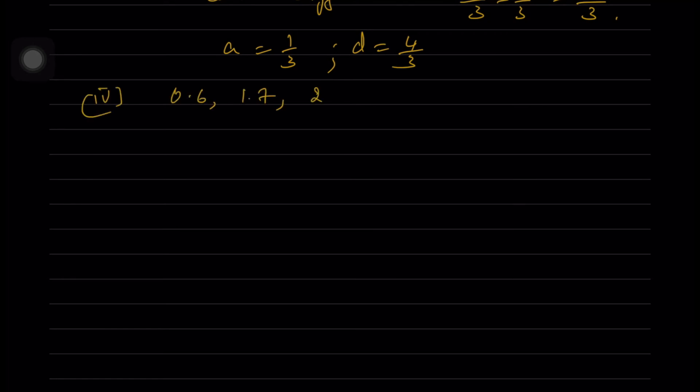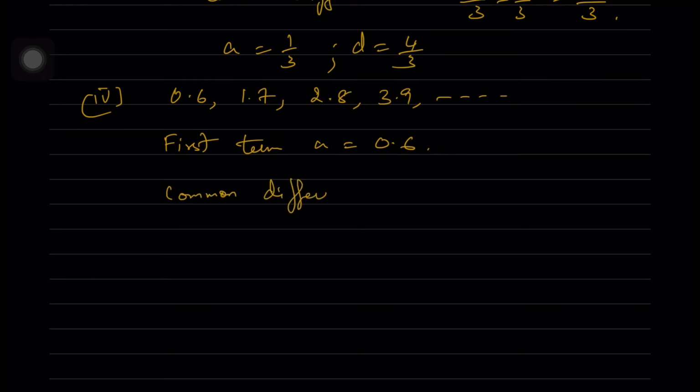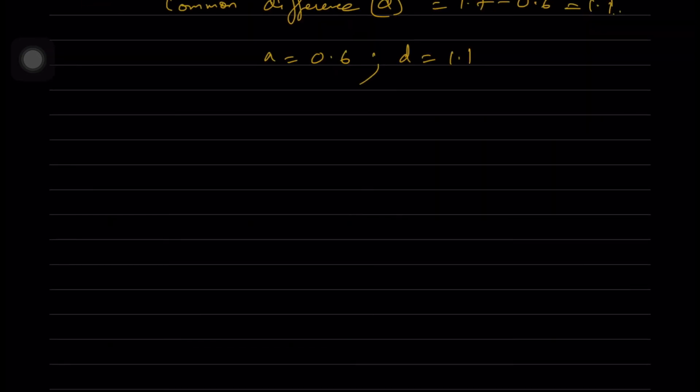Next, fourth one: 0.6, 1.7, 2.8, 3.9 and so on. So first term a is equal to 0.6. Common difference d is equal to 1.7 minus 0.6, which is equal to 1.1. So a is equal to 0.6, d is equal to 1.1.